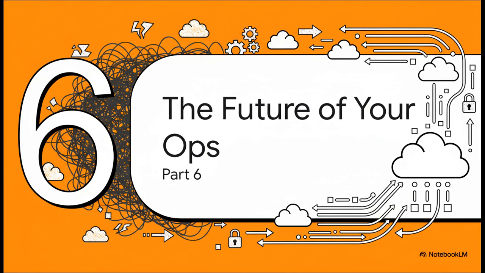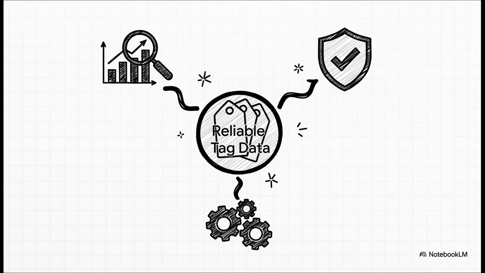So, what does this all add up to? Well, it's really about moving from a reactive, kind of chaotic state to a proactive, automated, and totally controlled cloud environment. This approach really sets a new standard for your operations. Your FinOps team gets immediate and accurate cost visibility. Your SecOps team gets the foundation for automated compliance. And your DevOps team unlocks huge gains in efficiency. The bottom line is that every single team is finally working from one single source of truth, the exact same reliable tag data.